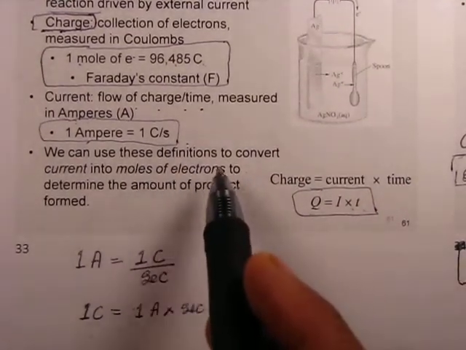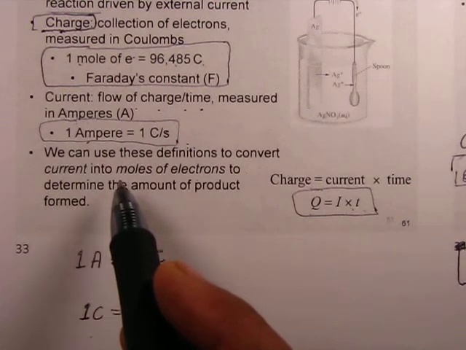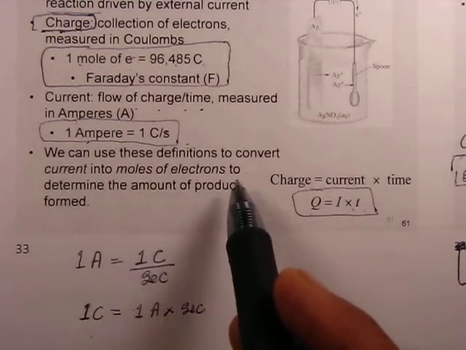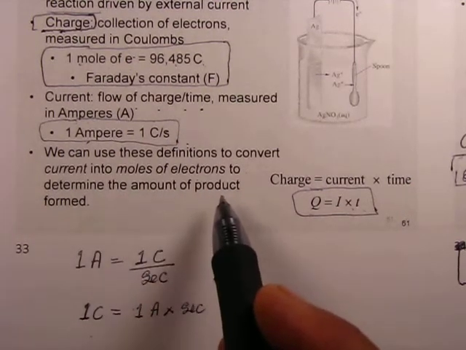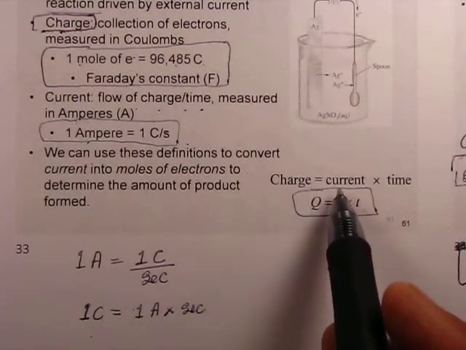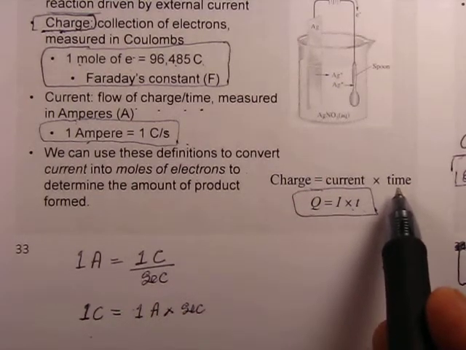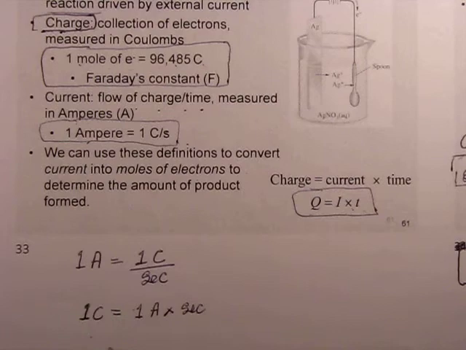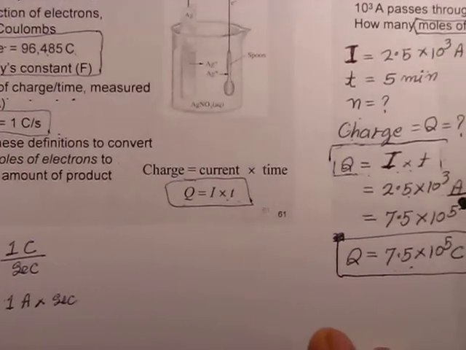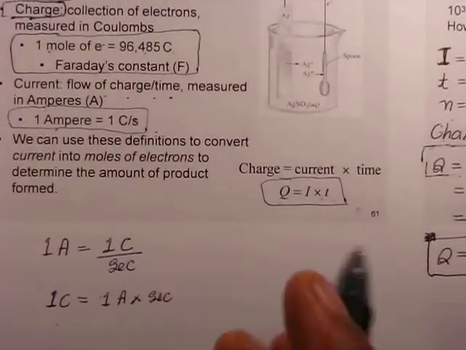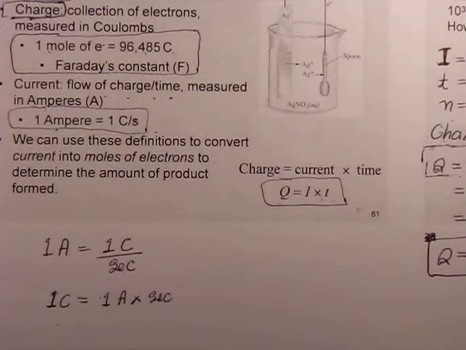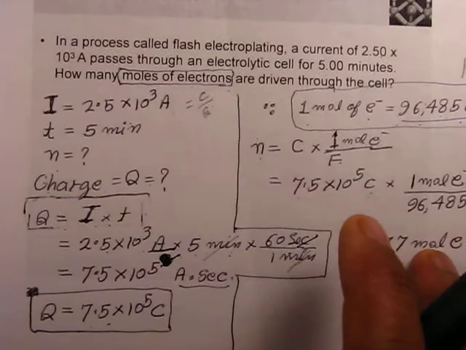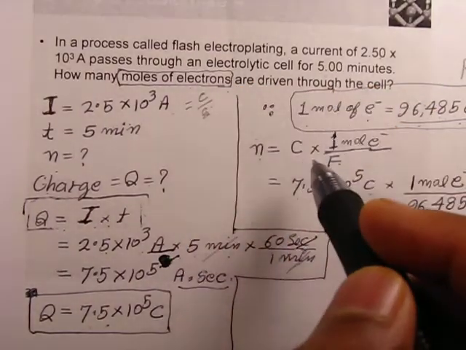So we can use these definitions to convert the current into moles of electrons to determine the amount of product formed. Charge is current multiplied by time, Q is equal to IT. We can say 1 ampere is equal to 1 coulomb per second, or 1 coulomb is equal to 1 ampere multiplied by second. Usually we write time in seconds, so whenever we solve any question, we have to convert all the time into seconds.